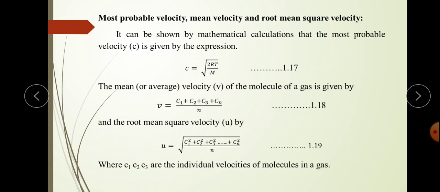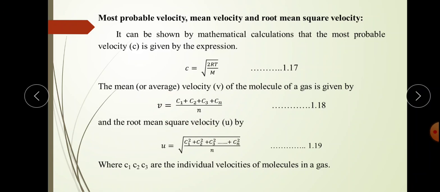Next one, the mean or average velocity. Suppose there are n molecules containing various velocities, for example C1, C2, C3 up to Cn. The average of all these velocities can be considered as the mean or average velocity, which is indicated by small v. That is, v is equal to C1 plus C2 plus C3 up to Cn upon the total number n of molecules. So v is the mean or average velocity of a molecule of a gas, and it is formulated in this way.